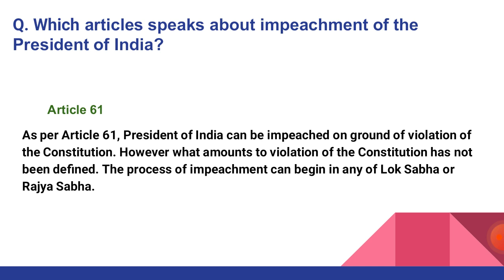Here the first question is, which article speaks about the impeachment of the President of India? Answer, Article 61. As per Article 61, the President of India can be impeached on the ground of violation of the Constitution. However, what amounts to violation of the Constitution has not been defined. The process of impeachment can be initiated in either the Lok Sabha or the Rajya Sabha.